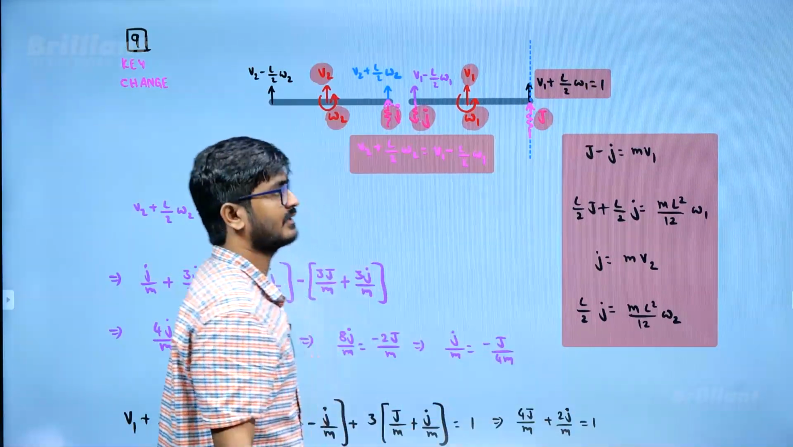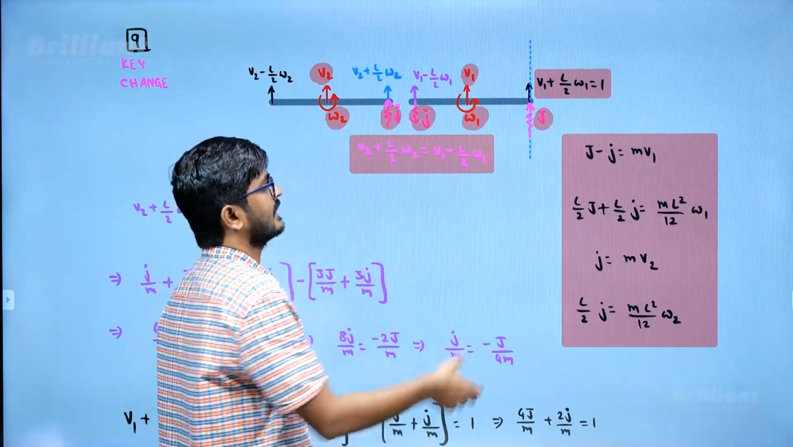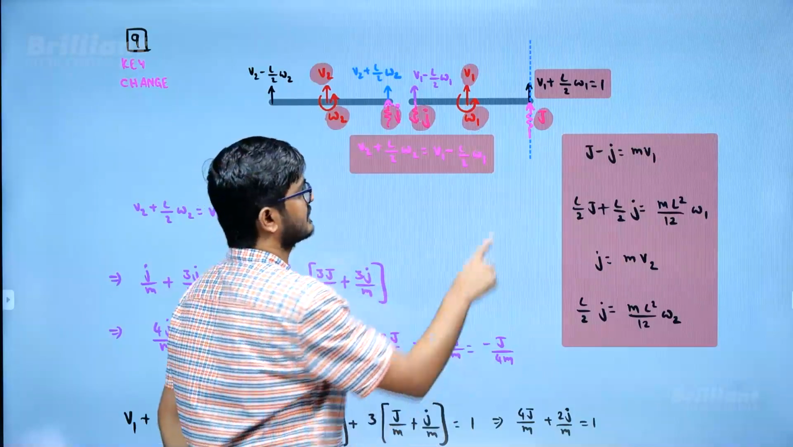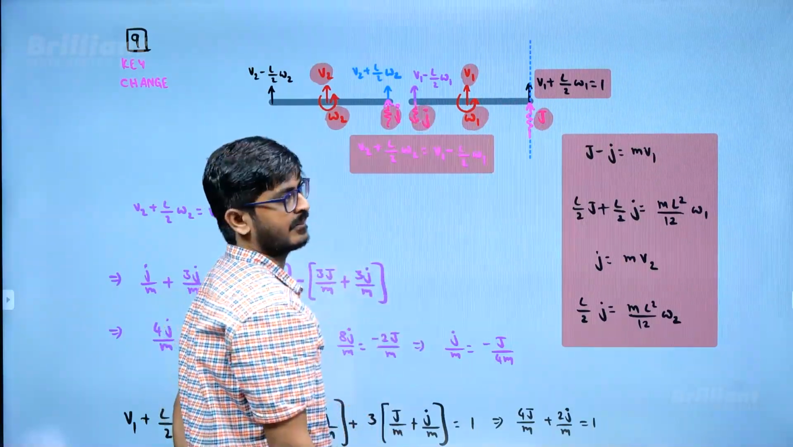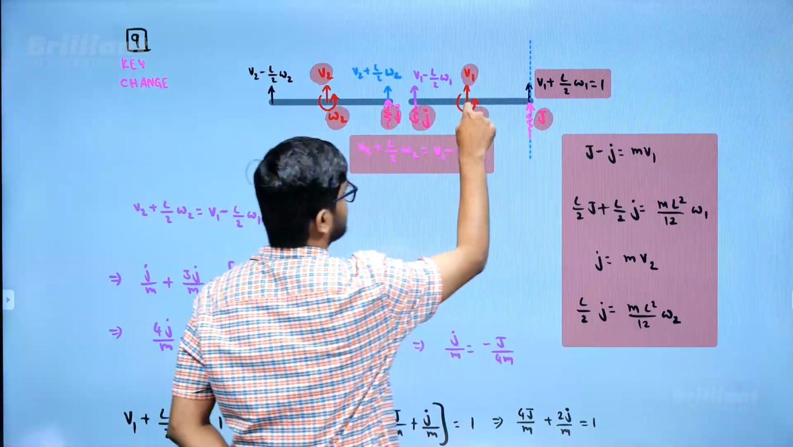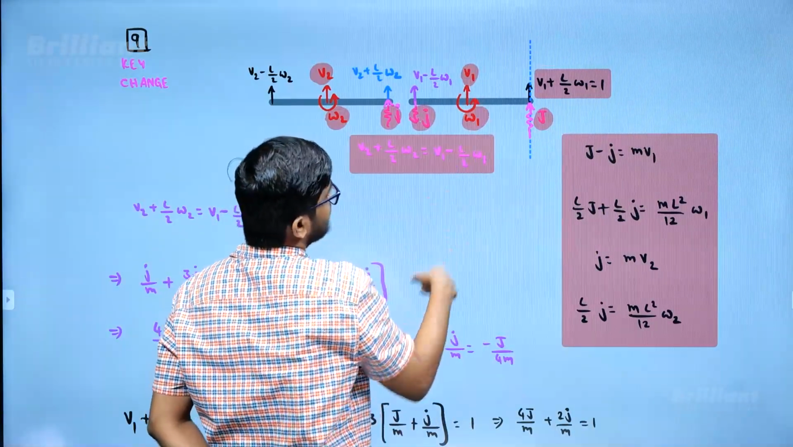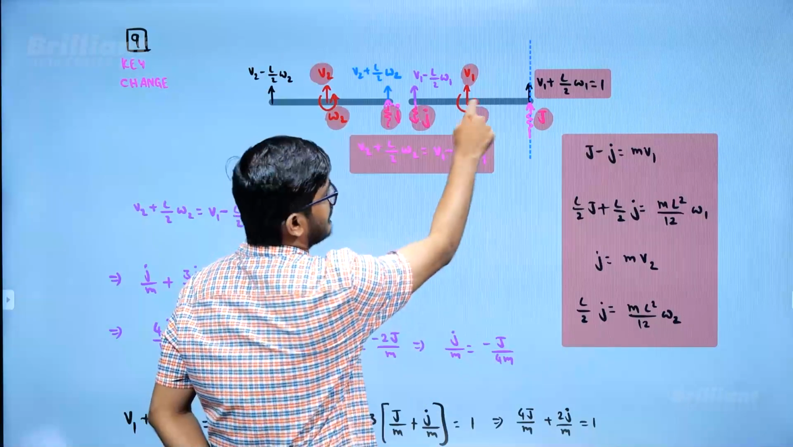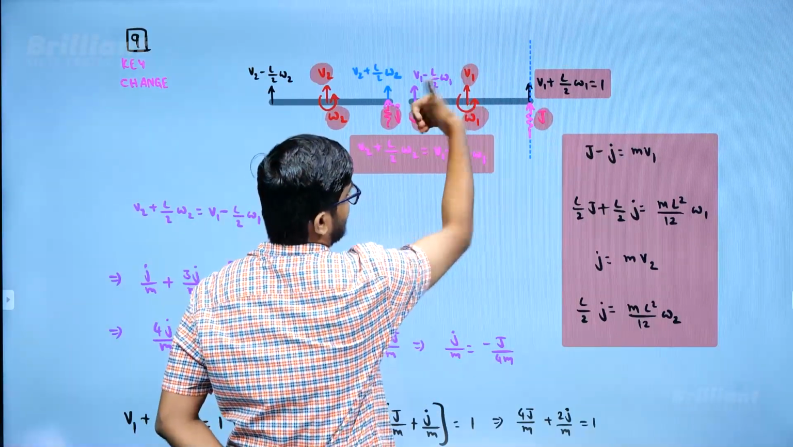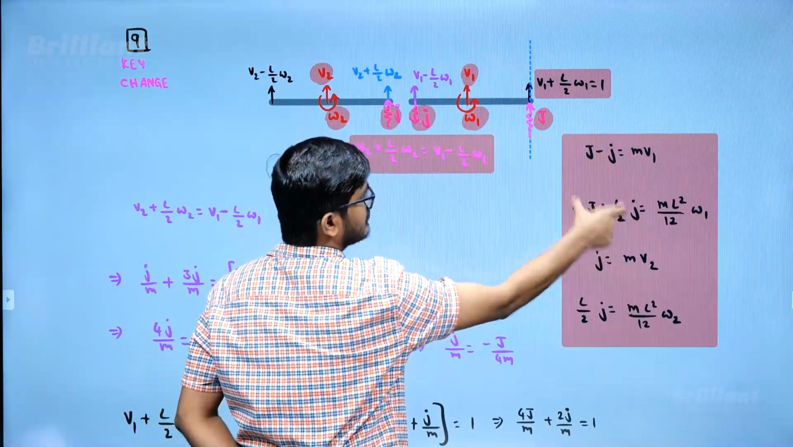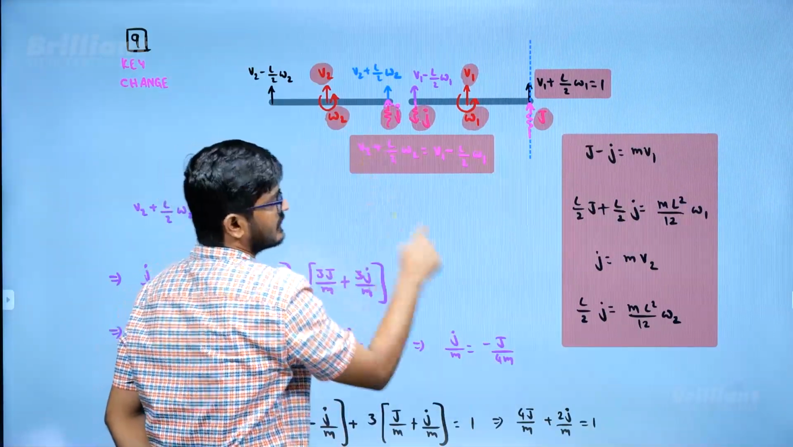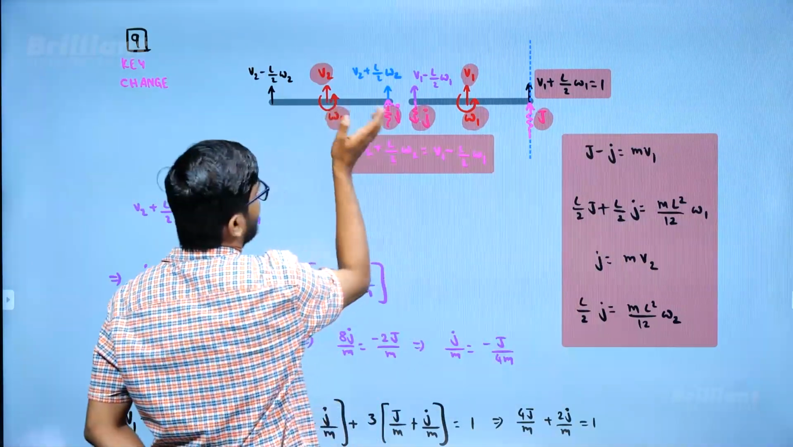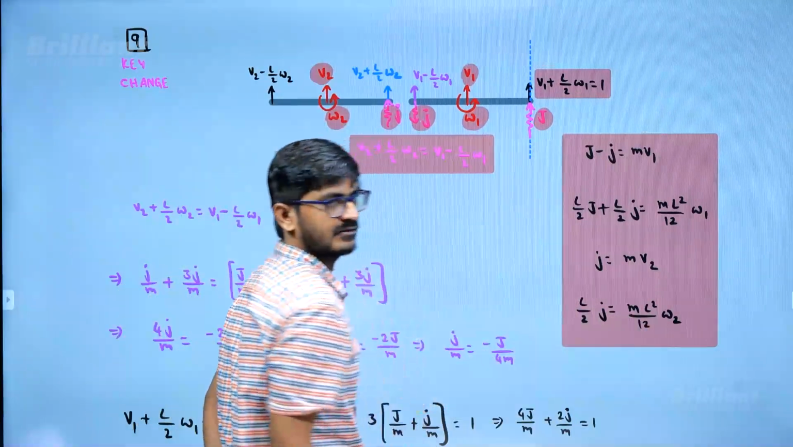Now, what I have done is I have written impulse equals change in momentum. What is the net impulse? Capital J minus small j. Impulse equals change in momentum, that is mv1. Similarly, angular impulse is L by 2 times j, and this is also acting in the same direction. So, angular impulse equals change in angular momentum. Similarly for this one, impulse equals change in momentum, angular impulse equals change in angular momentum.